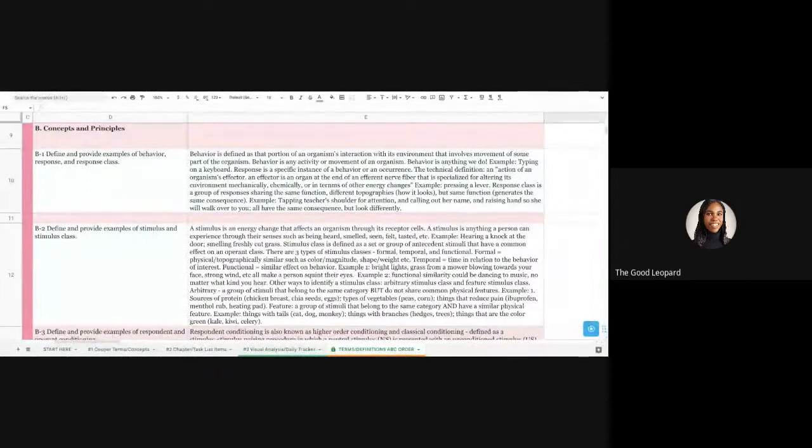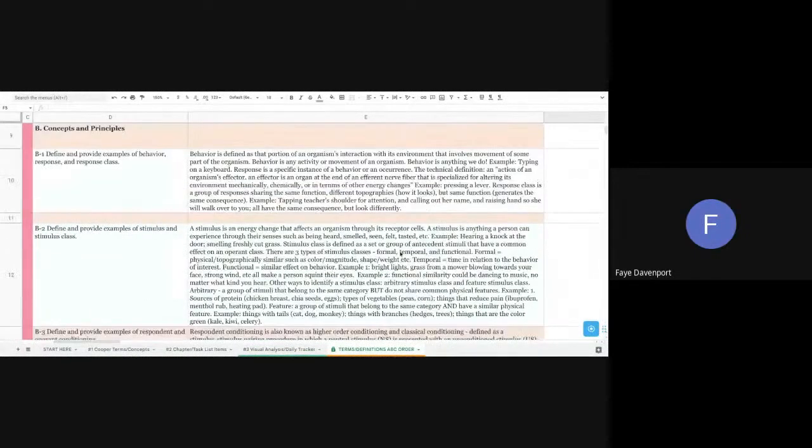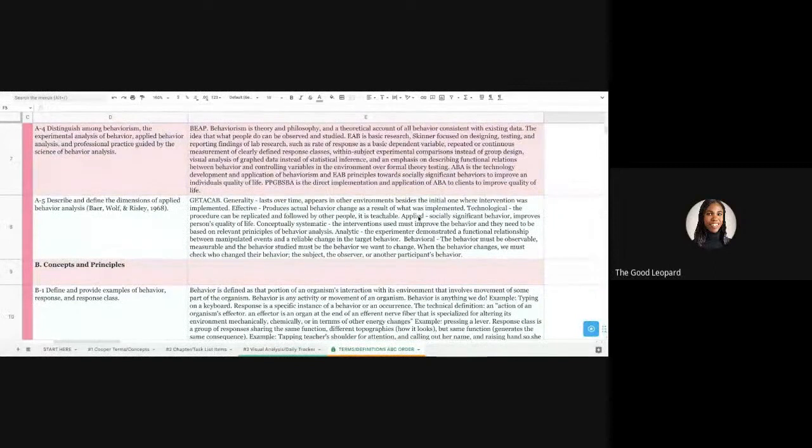All right, so where was I? Okay, so that concludes task list item 1, which is A. Can you go back over conceptually systematic? Did I skip that? Oh, you know what? Yeah, I did. That's right, because we started talking about it and I totally forgot. Yes. So applied, socially significant, conceptually systematic.